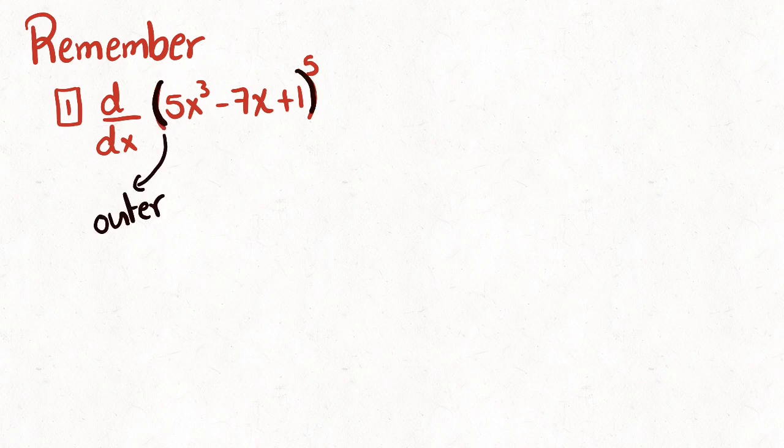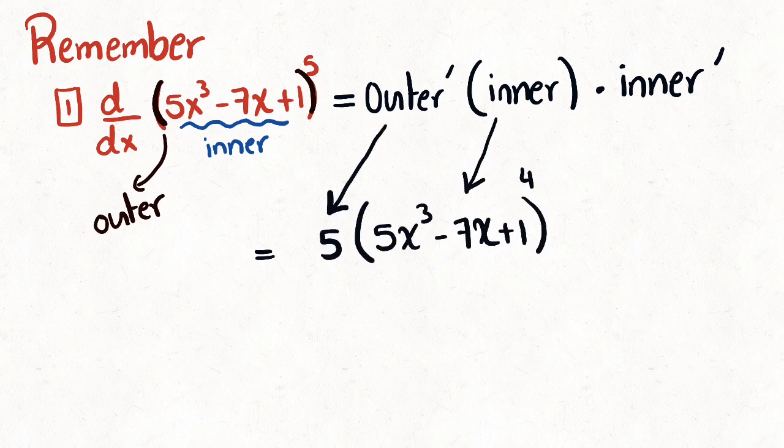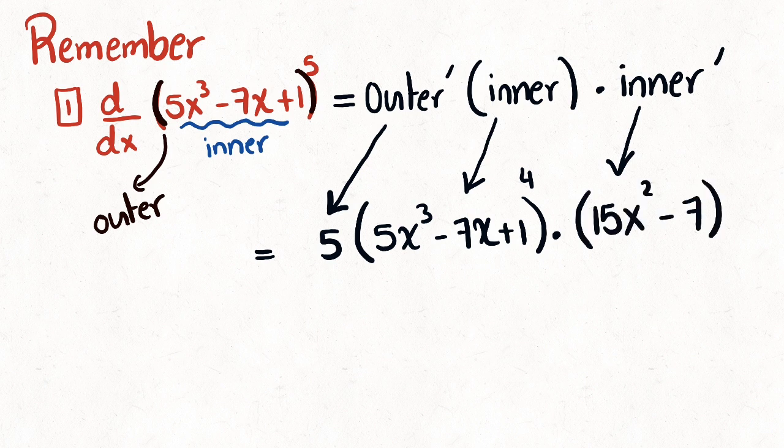And I want you to remember the chain rule. The bracket with power 5, we will call it outer, and what is inside, we will call it the inner function. Now, as per chain rule, the answer should be outer prime between brackets inner times inner prime. Thus the outer prime, because we're dealing with power, will be 5 bracket to the power 4, and we don't forget to put the inner. Now the derivative of the inner, or the inner prime, will be 15x squared minus 7, and that would be the final answer for this question.